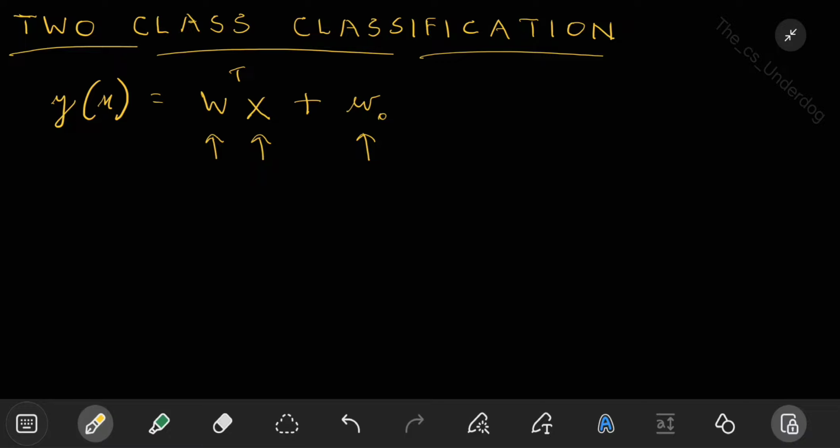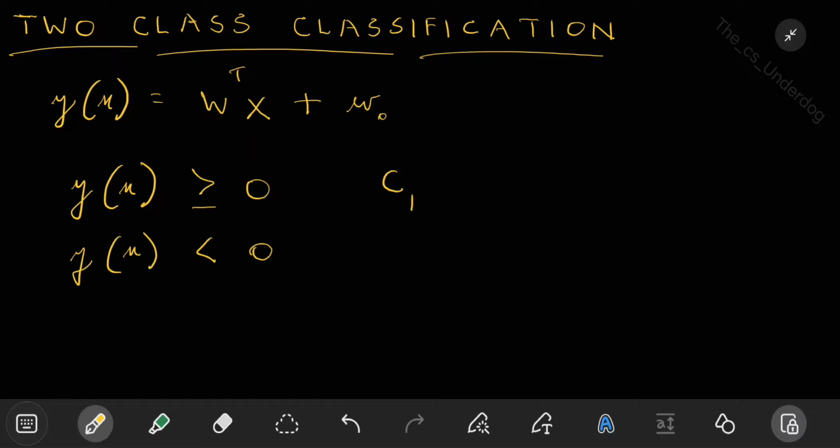So the first thing now is, how do you classify a point? Let us say you got a new point which is X. How do you find whether X belongs to C1 or if X belongs to C2? It is very simple. If the value of y of X that you got is greater than or equal to 0, then you would say it is in class C1. What if it is less than 0? If y of X is less than 0, then you would say it is in class C2.